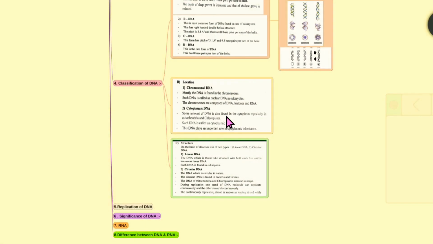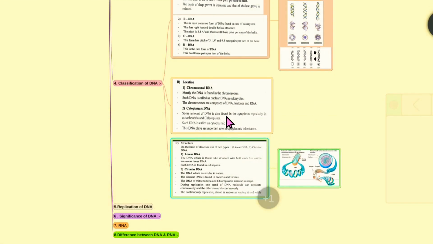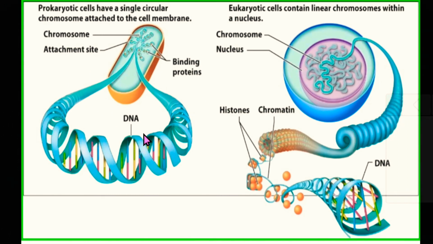We'll see the pictures. This is the circular DNA, and this is the linear DNA, which is present in the eukaryotes. This is a prokaryotic cell having a single circular chromosome attached to the cell membrane. Circular DNA, and this is the linear DNA. Eukaryotic cell.